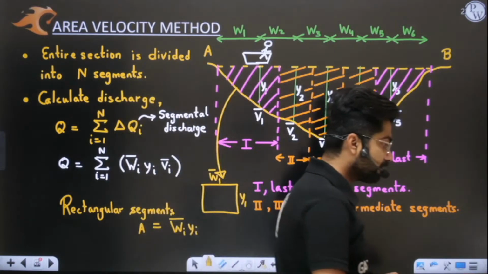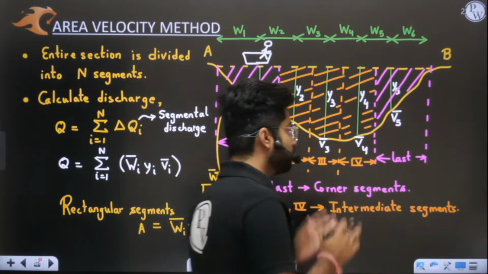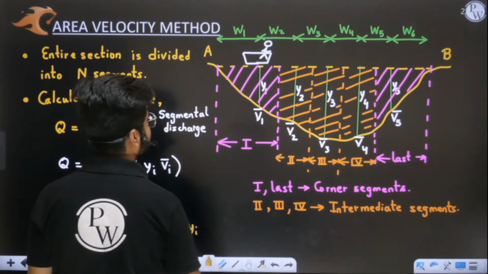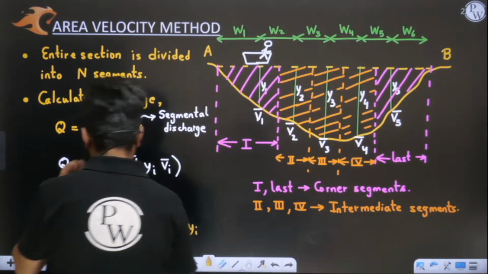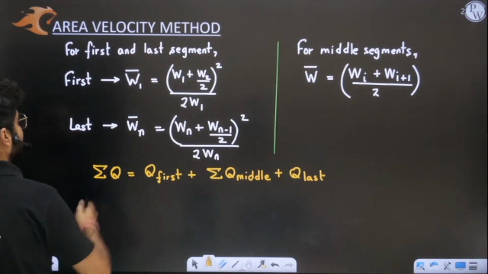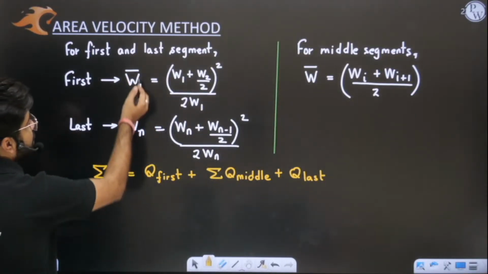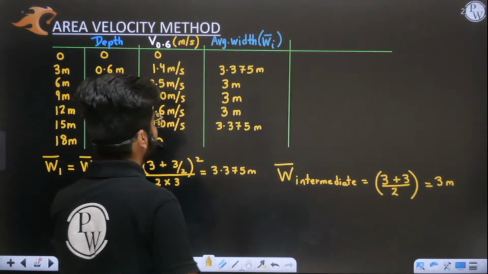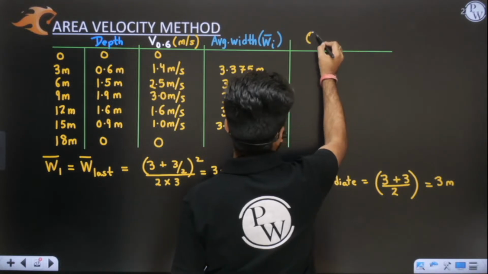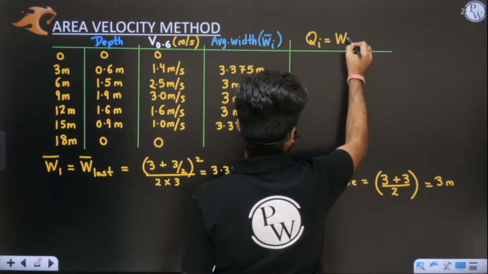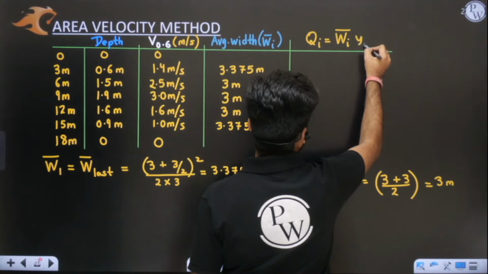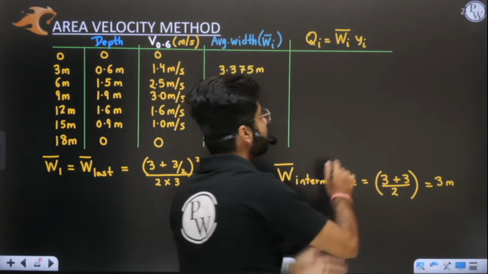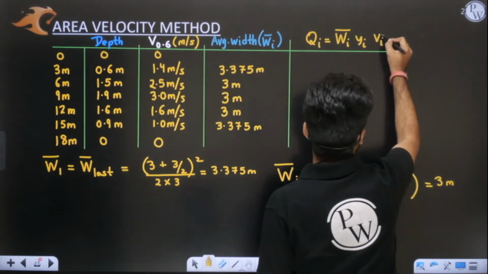Okay, Sushil, is this clear? We are just assuming it. We have converted all these segments into rectangular segments by using the average width formula. These are average widths. Understood, sir? Now, if I want to find the discharge in each segment, then what do I have to do? I have to multiply the average width by the corresponding depth of each rectangle, since all segments are considered as rectangles, and then multiply it by the average velocity.